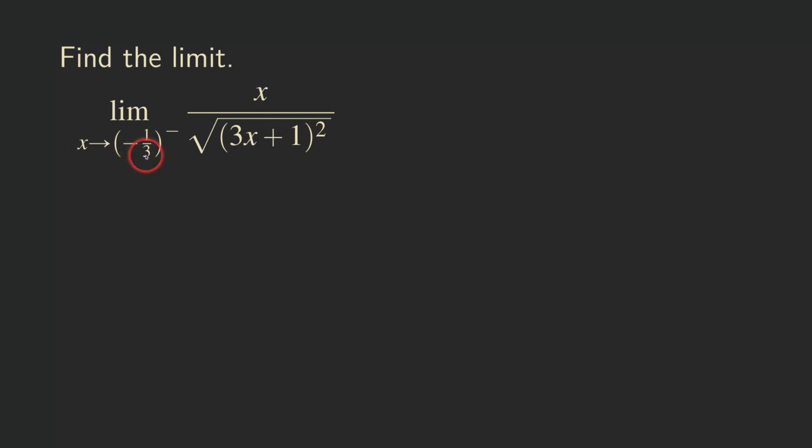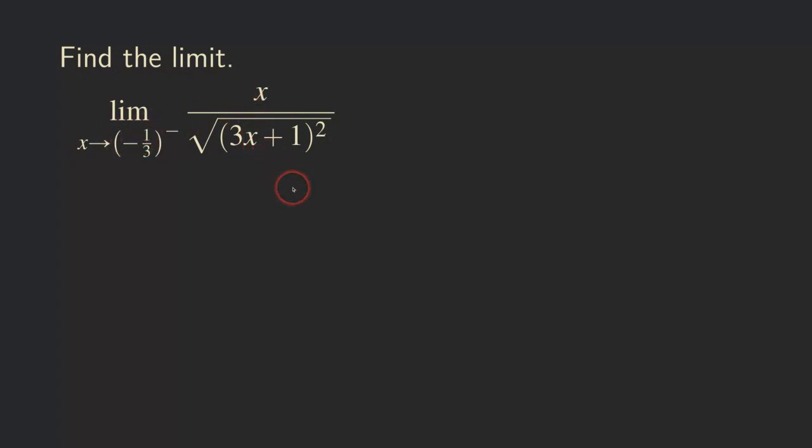x approaching negative 1/3, right? And then you plug the negative 1/3 into this x, you have 3 times negative 1/3, that's negative 1, and then plus 1. Then this quantity is approaching 0. So when you take that quantity approaching 0 and then you raise that to the second power and then take the square root, that quantity is still approaching 0. But the numerator is not approaching 0. As you can see, the numerator is actually approaching negative 1/3 from the left side.